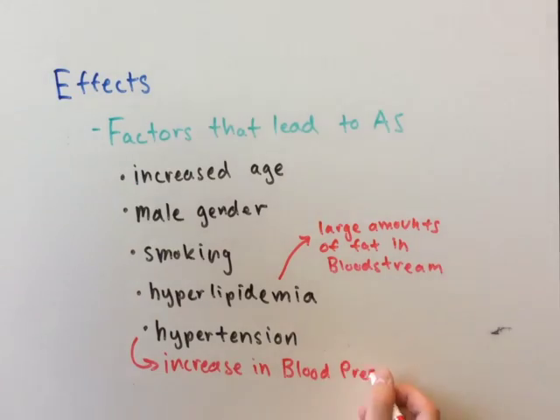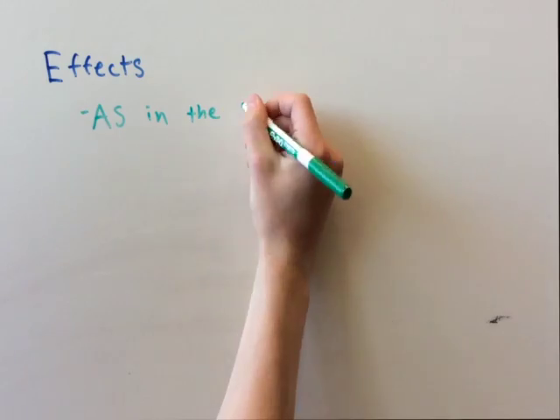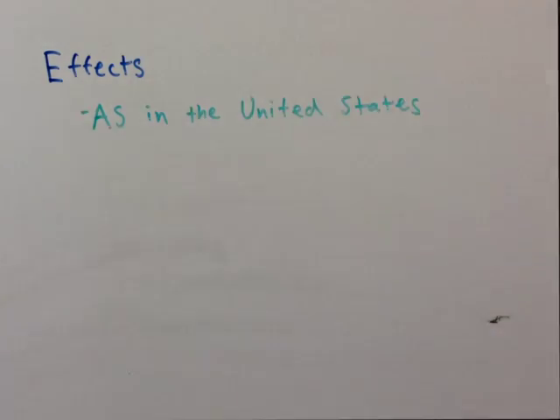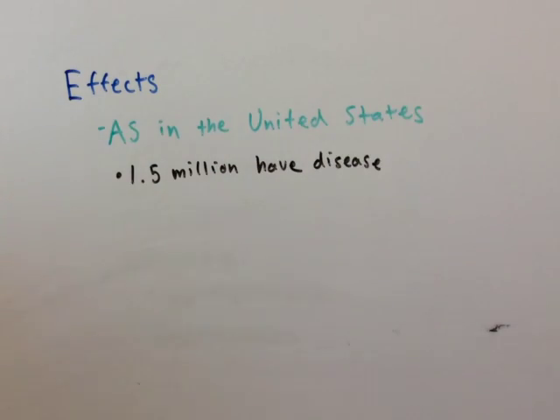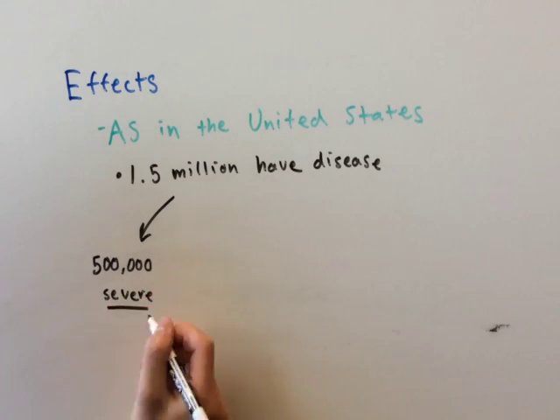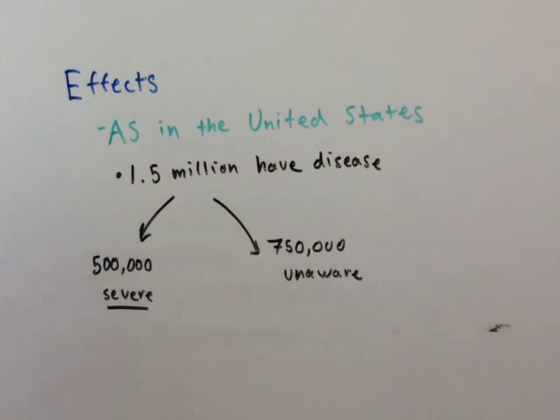Many people in the United States are affected by aortic stenosis. Approximately 1.5 million people have aortic stenosis. Of those 1.5 million, 500,000 people have a severe form of the disease. By severe, I mean greatly limiting everyday activity. An additional 750,000 are unaware they have the disease.